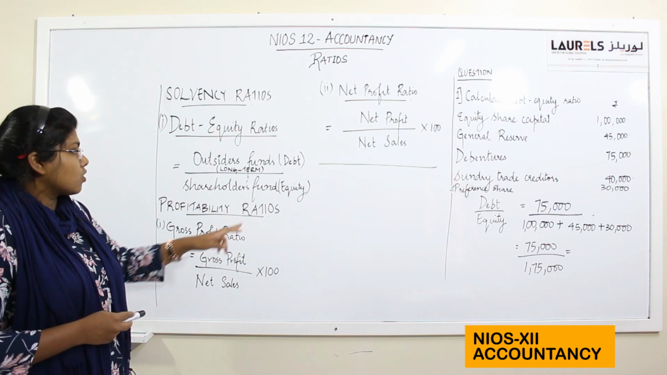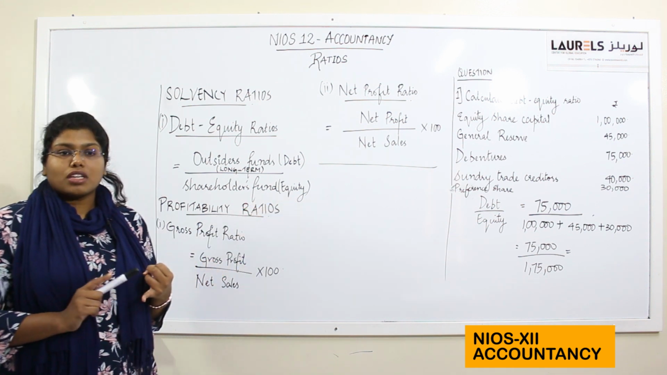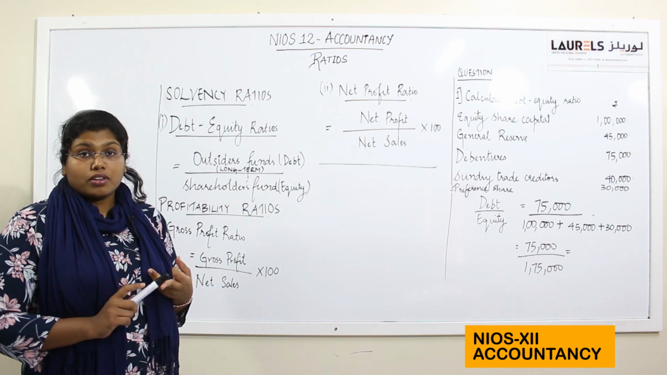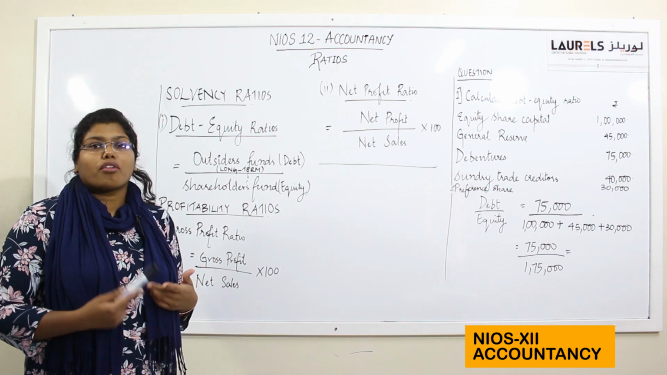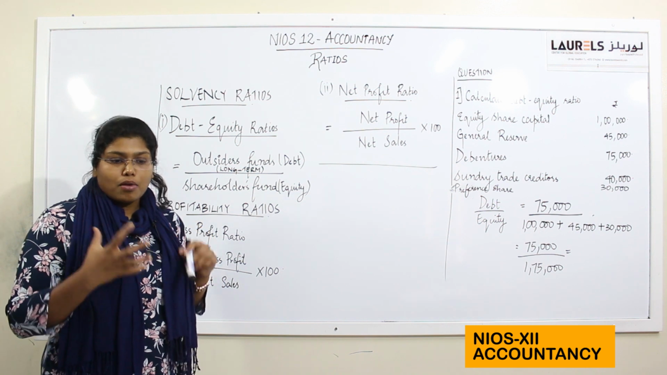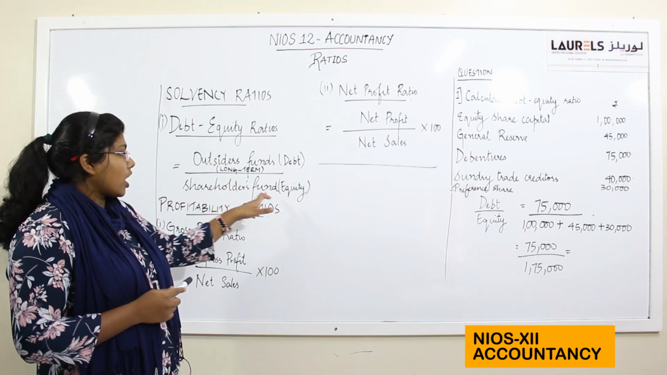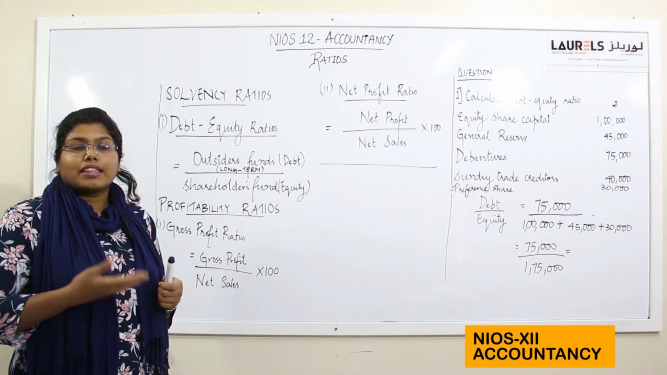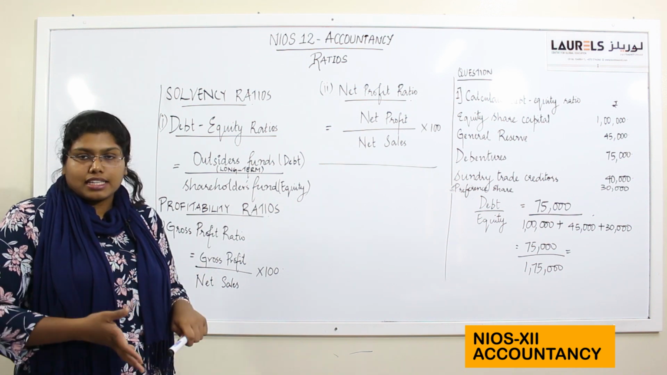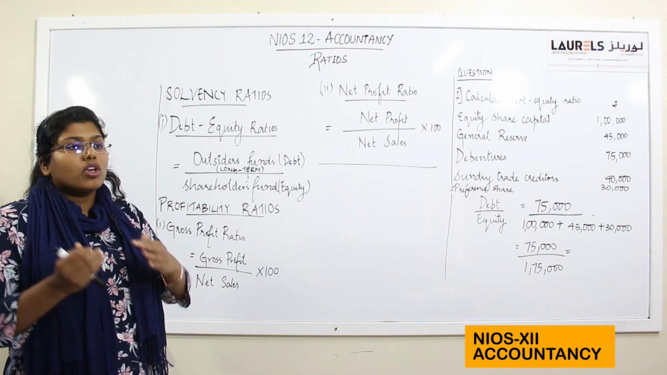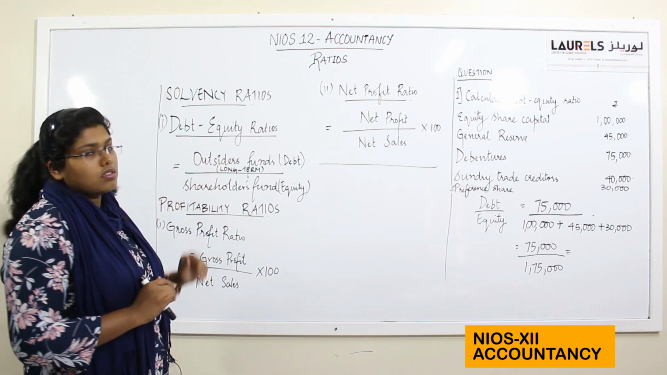What is shareholders fund? It is also known as equity. It includes our equity share capital, our preference share capital, our general reserves, our accumulated profits, and all the money that belongs to the company, provided by the shareholders or made by the business itself, not any money that you borrow from outside. Whatever you borrow from outside goes under outsiders fund.